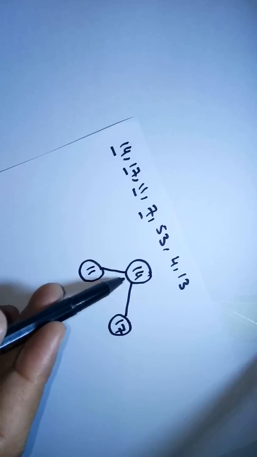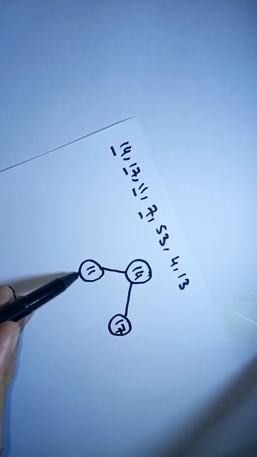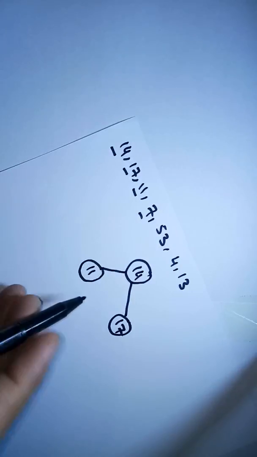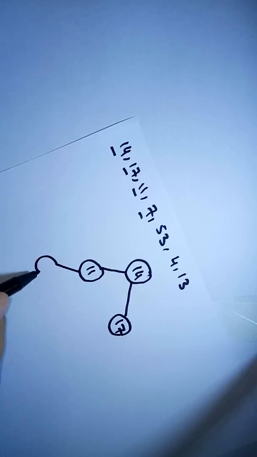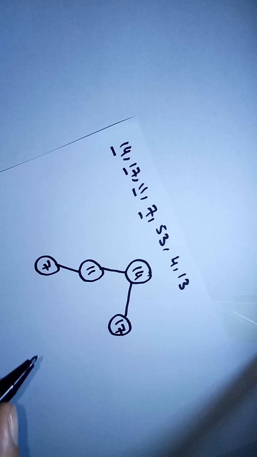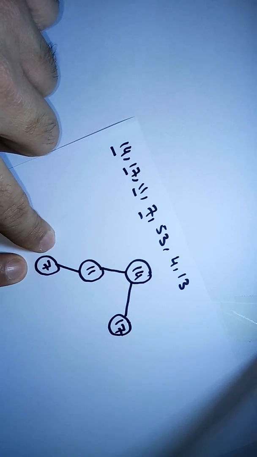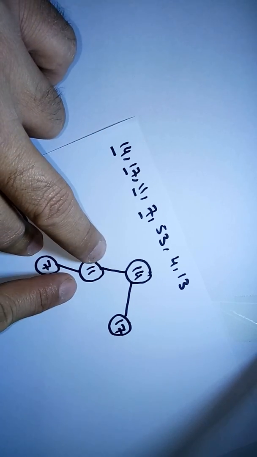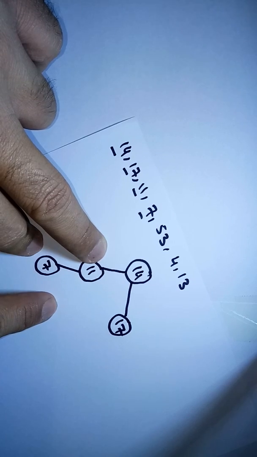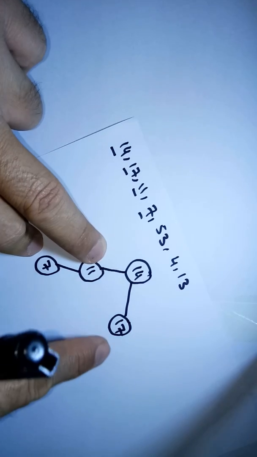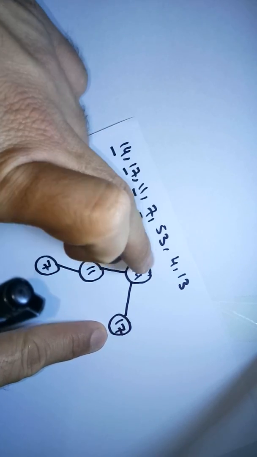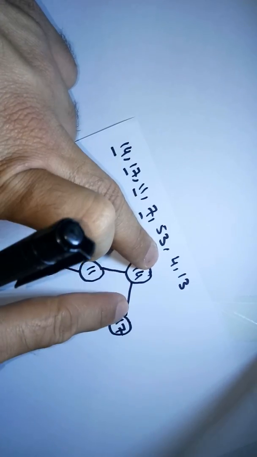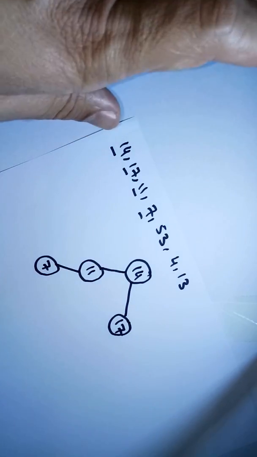7 is smaller than 14. Let's go to the left hand side. 7 is smaller than 11. Move to the left hand side and insert 7 here. Now you need to check the balance factor. So the balance factor of 7 is 0. Okay, balance factor of 11 is 1 minus 0, that is 1. Okay, balance factor of 17 is 0. Balance factor of 14 is 2 minus 1, that is 1. So that's fine, it's balanced.